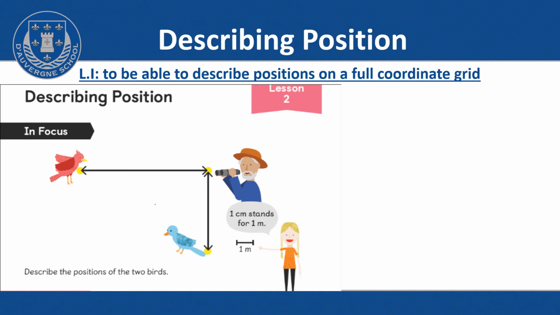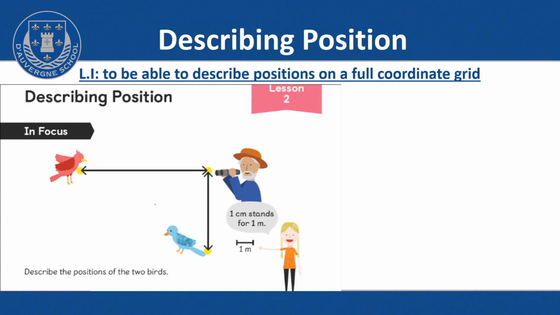And you can also see that Hannah has actually given us a little key showing us that 1 centimetre is representing 1 metre. So if we were to use our ruler, we could measure how far the pink bird is to the left of the bird watcher. And if you do that now, give you a couple of seconds to do that, you should have found that actually the bird was 8 centimetres away from the bird watcher.